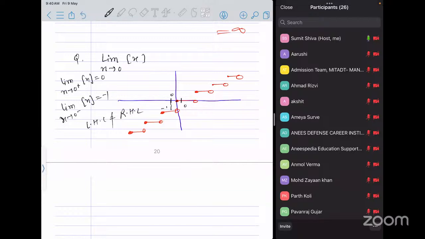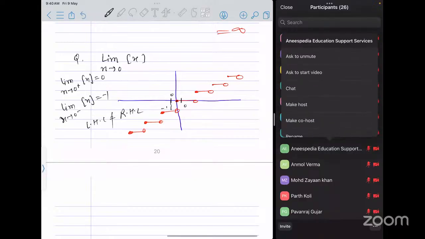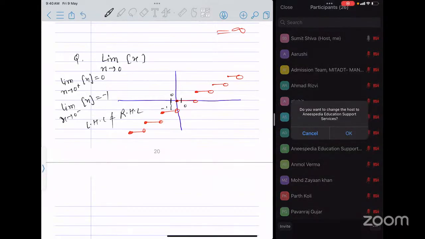Yes, tell me. If the left hand limit is not equal to the right hand limit, does the limit exist? Sir, the screen is not visible. Yes, sir, your screen is not visible.